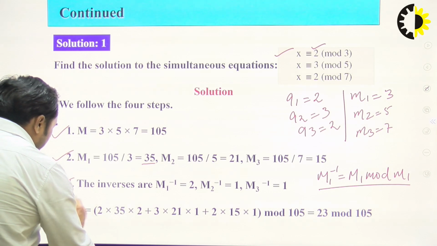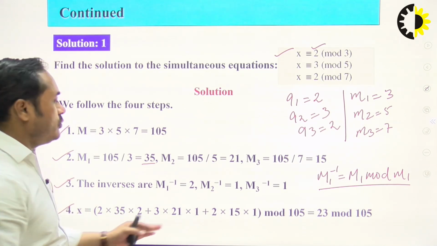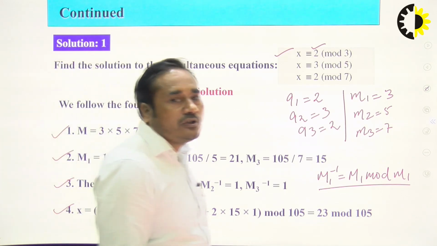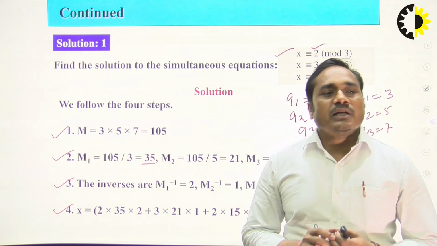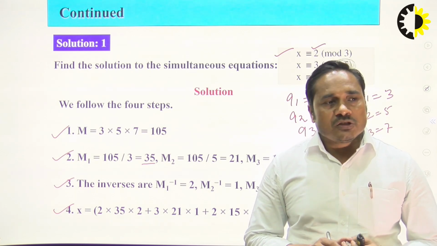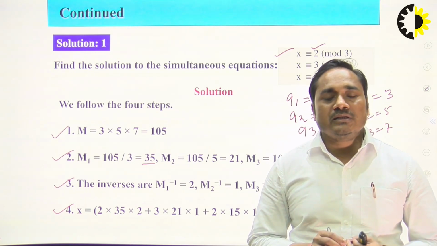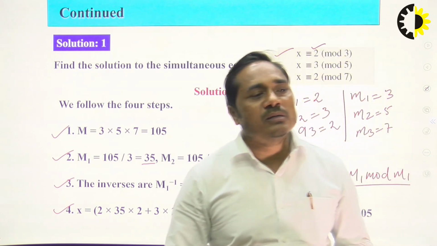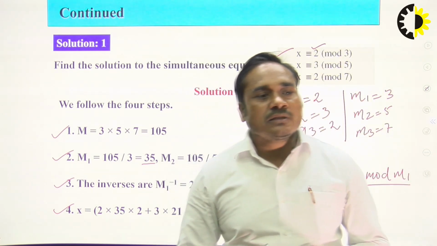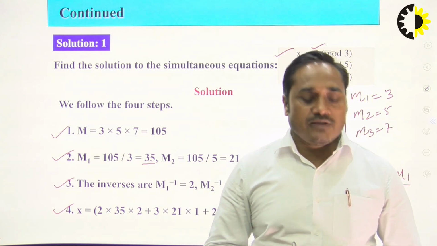And after putting in all the values, you get the value of x. So x is basically 23 mod 105. This is the answer. So by using the Chinese remainder theorem, you first calculate the value of M, then you calculate the value of M1, and in the third section, you calculate the value of M1 inverse. In the last section, you calculate the value of x by putting in the values of a1, M1, M1 inverse.